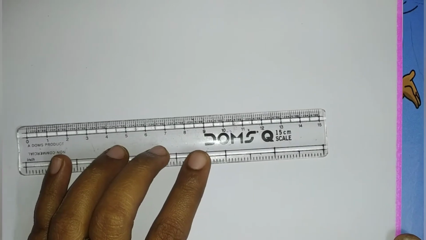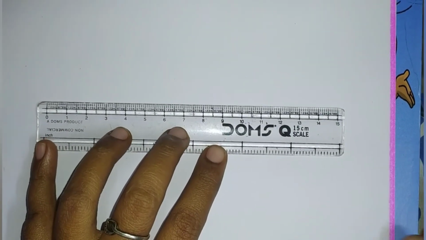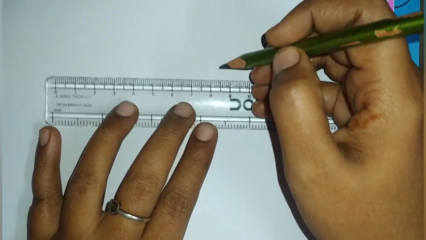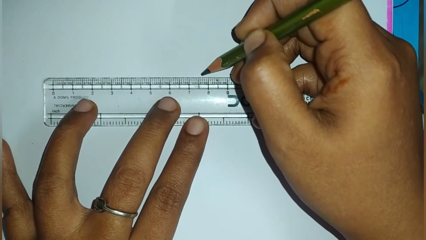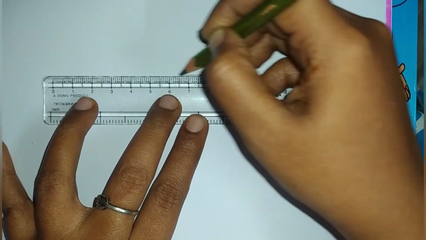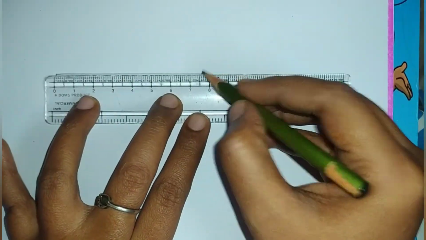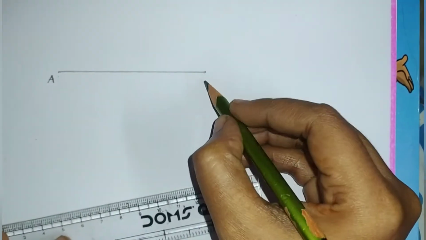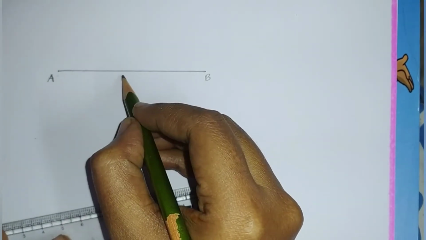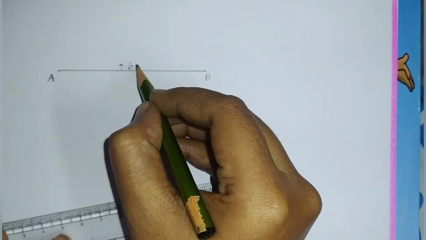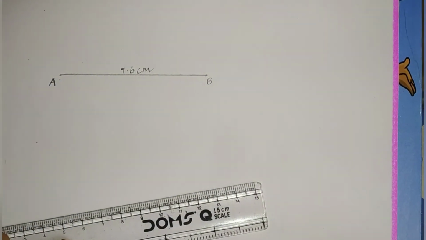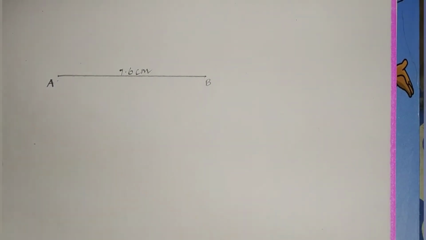First step, we have to draw a line segment. The length is 7.6 centimeter. Draw a line segment, mark this as A, B, 7.6 centimeter. And draw one line, at an acute angle.